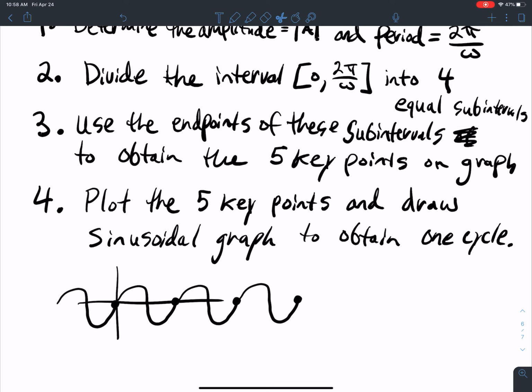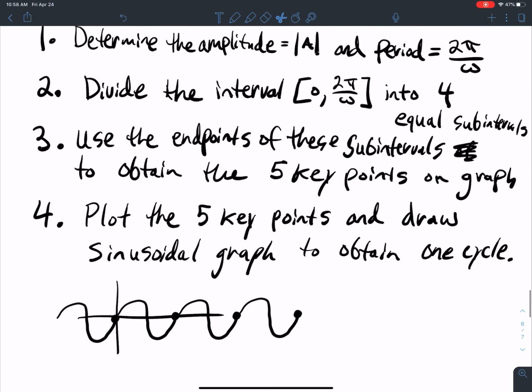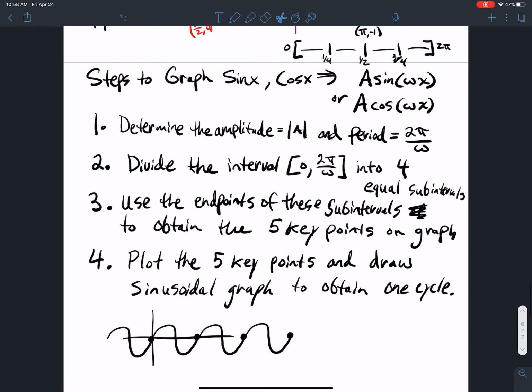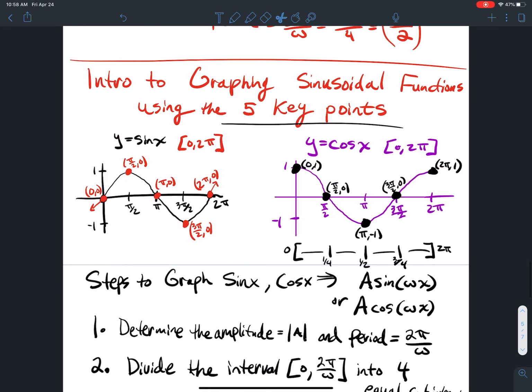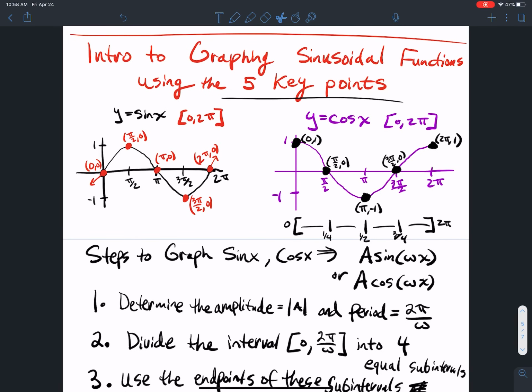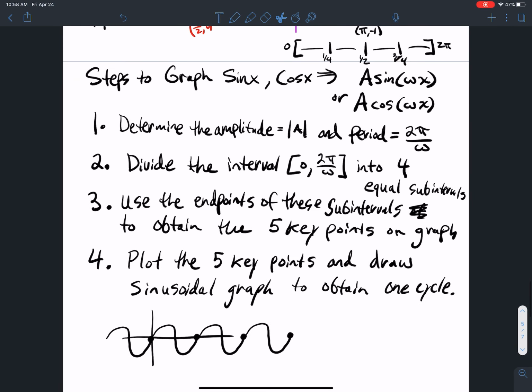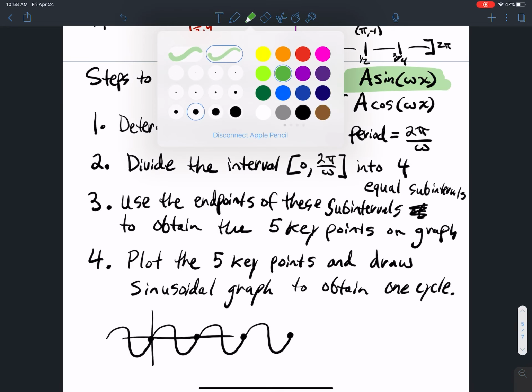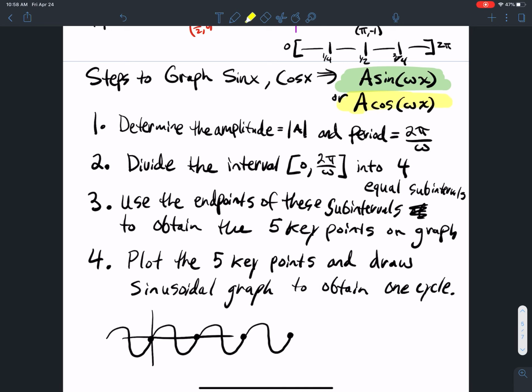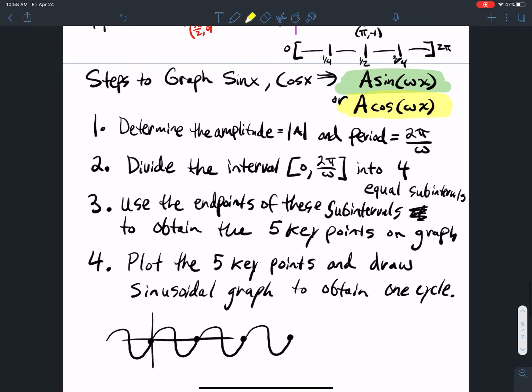Guys, in the next video we're going to show you these step-by-steps, how to use the 5 key points in graphing functions of this nature, sinusoidal with amplitudes A and periods 2 pi over omega.